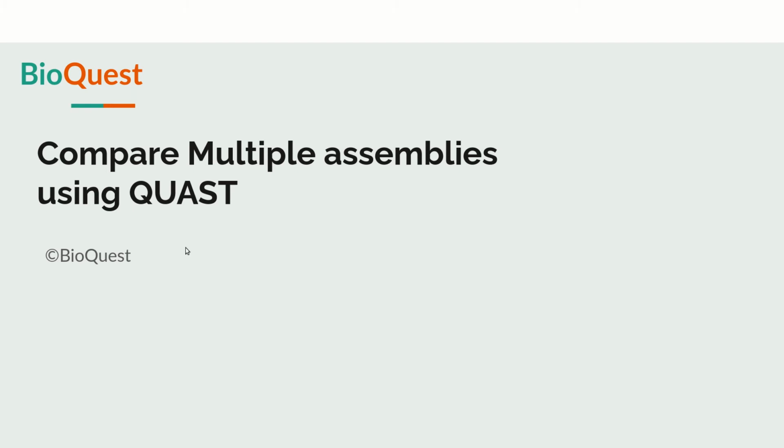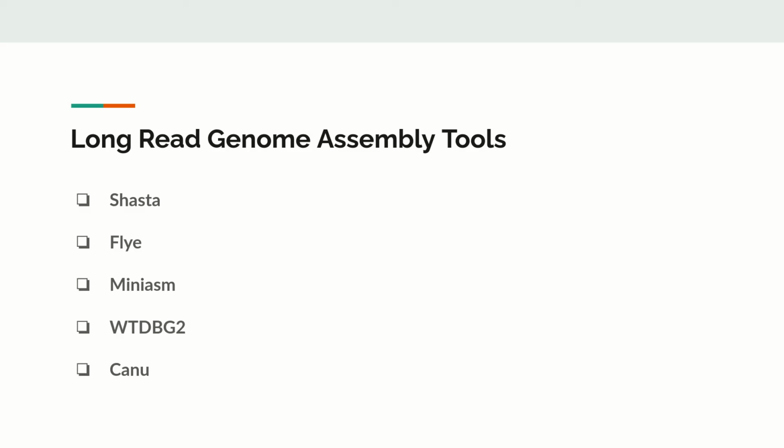Hello friends, in this video we will compare multiple assemblies using Quast as an assembly statistics tool. We have seen the assembly using SASTA, Flye, Miniasm, WTDBG2 and Canu. So we will use Quast to compare the assembly statistics of these 5 tools.